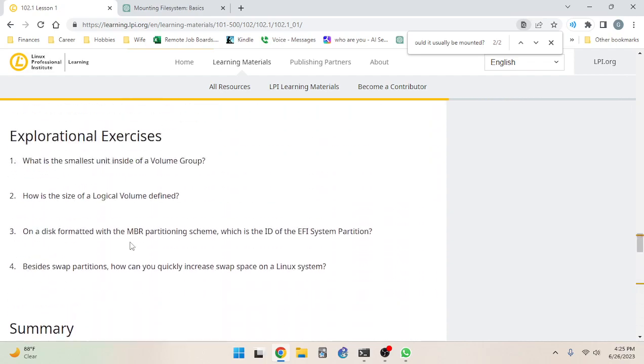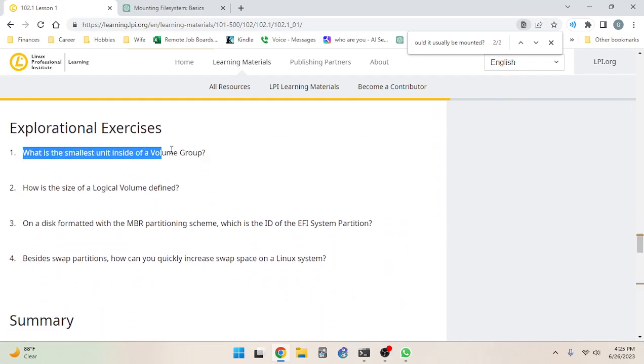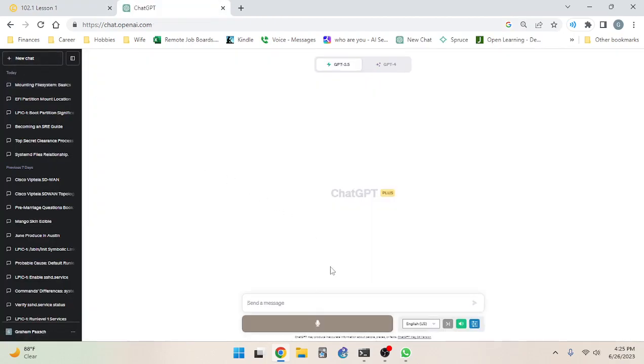Okay, so on to the next set of questions. What is the smallest unit inside of a volume group? So let's get a personal tutor on that.